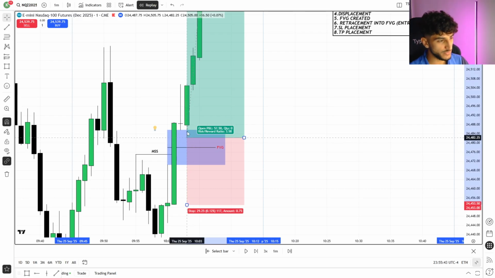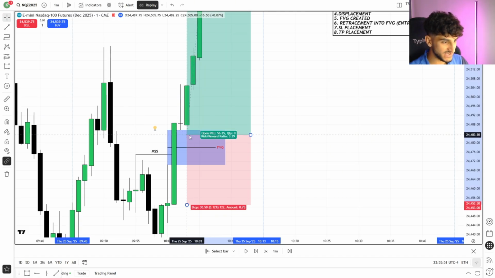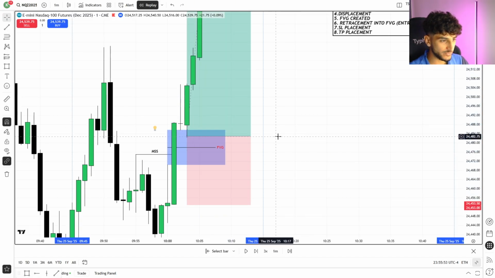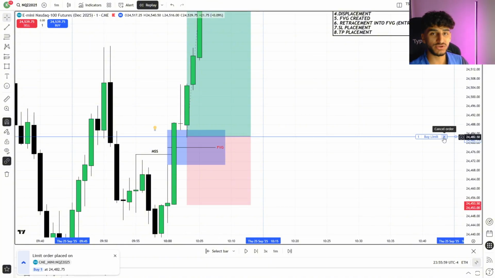Okay, so if I had my entry right here, I would be risking 32.5 handles. I don't want that. I just want to be risking 30 handles. So I'd simply drag this down and see where my entry is going to be, and I'll place my order there. Then when price comes and fills me, I'm only risking 30 handles if price comes the other way against me.